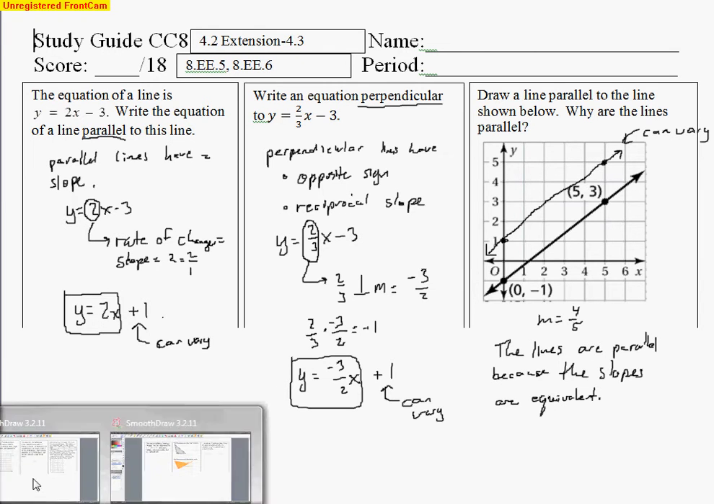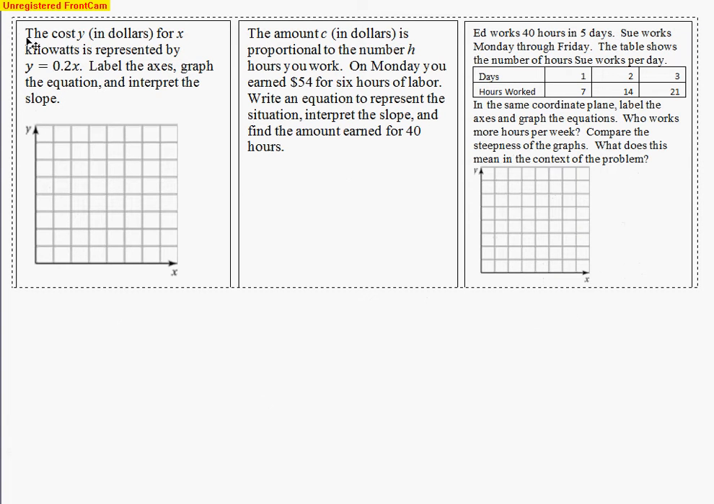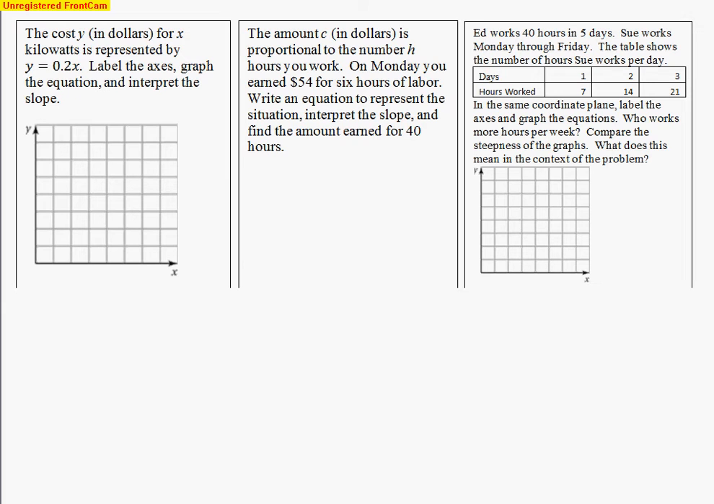Let's take a look at the next problem that says the cost y in dollars for x kilowatts is represented by the equation y equals 0.2x. Label and graph the axes and graph the equation. So label the axes, graph the equation, interpret the slope. So it tells me that the cost is y in dollars. So here's the y-axis. So we're going to put cost going along the y-axis. And for the x-axis, it's kilowatts.